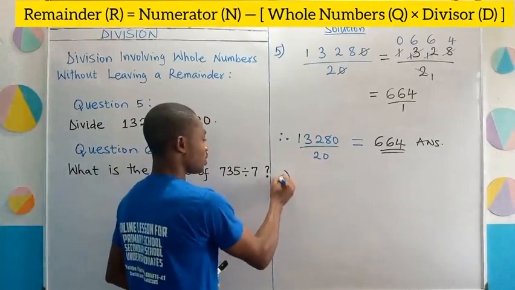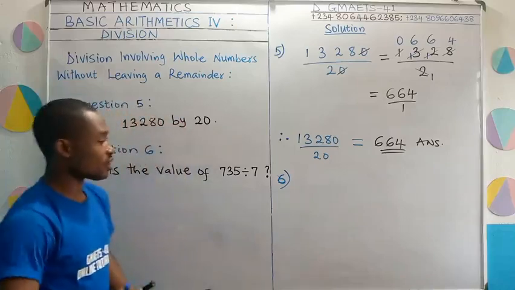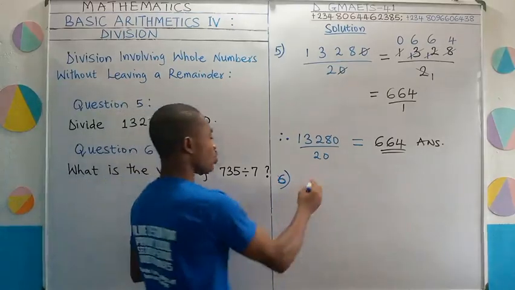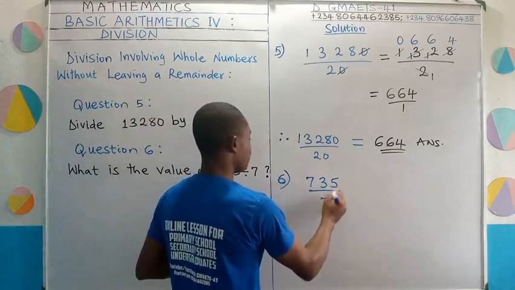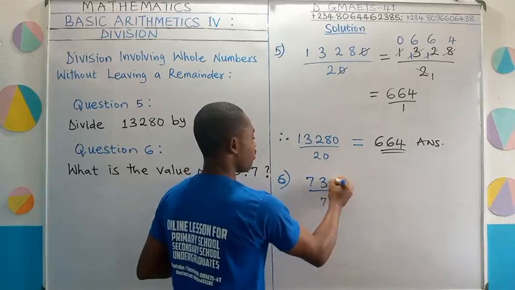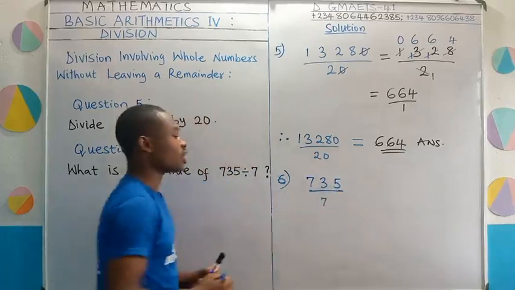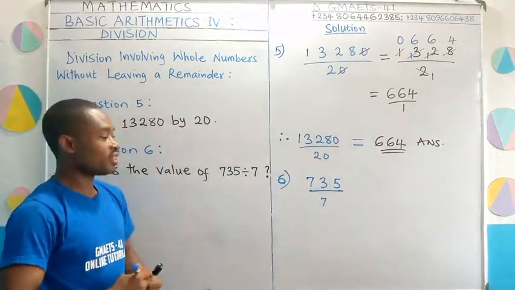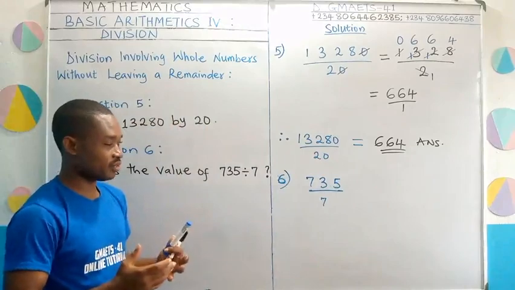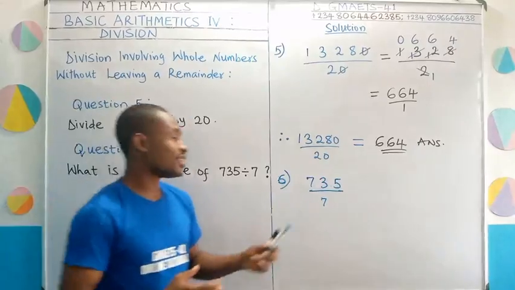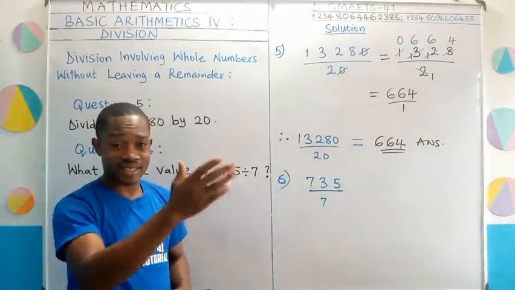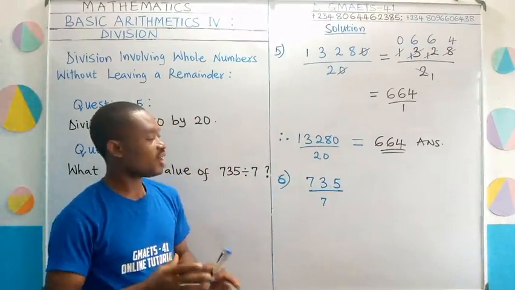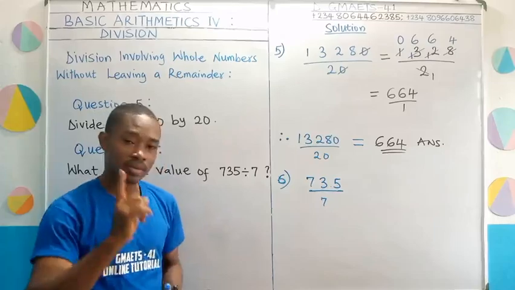Solution to question number 6. I'm going to be fast in solving that. 735. Right, I'm dividing it by 7. 735 divided by 7. Now take a look at this. 735 divided by 7. The last digit is not 0. So you're not cancelling out any last digit there. Are you following? Let us divide and see what we are going to get.